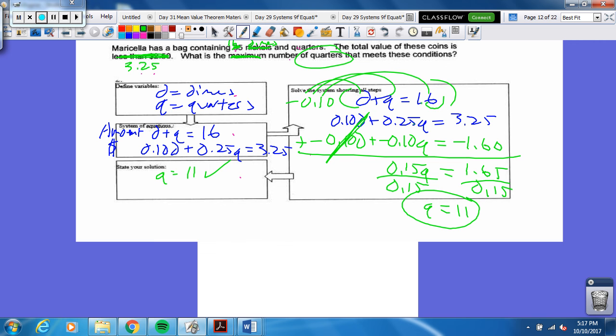Let's figure out how many dimes there are, shall we? So the quarters are 11, so dimes plus 11 equals 16. That makes, oh, it's easy, so 5 plus 11, so D is 5. Got it. So the dimes are 5 dimes and 11 quarters. Got it. There you go.